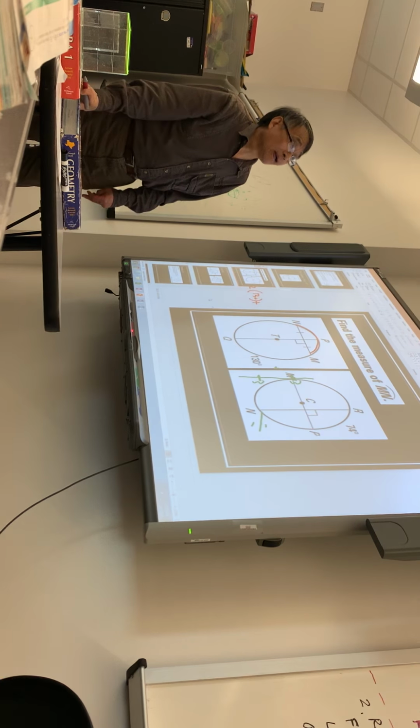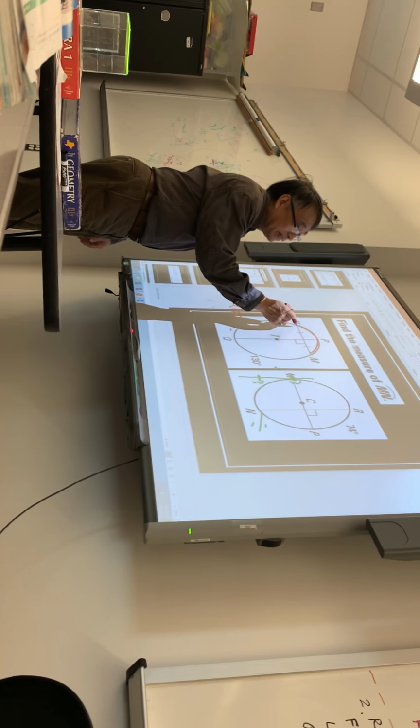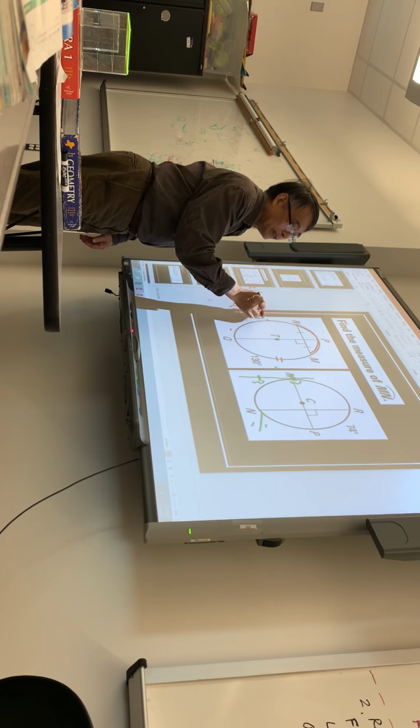Those two, this is a perpendicular bisector. This part equals this part. Same thing. This part equals this part. Perpendicular bisector, okay, please. This part is also congruent. So 360 minus 2 times 130 equals MN. Should be 100 degrees. Yes.